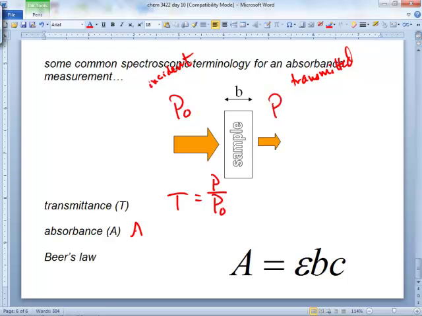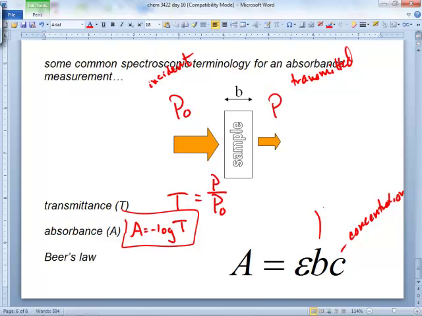Absorbance is negative log of transmittance. All right. So that's one way to get absorbance. The other way to get absorbance is epsilon b c. C is concentration. B is, well, what is B in our little diagram there? It's the length, like the width of the cuvette or something. They call it path length, is the technical jargon. Path length. Okay. And little epsilon, they call it an extinction coefficient.